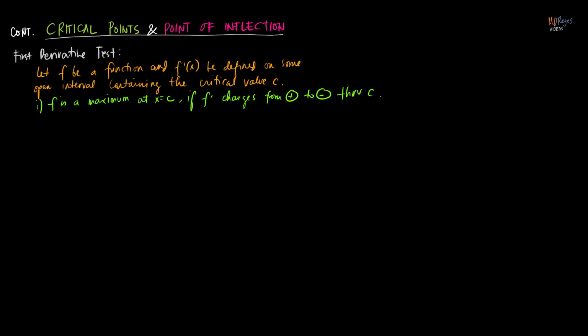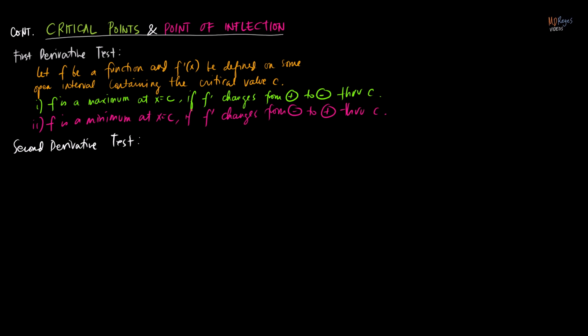On the other hand, f is a minimum at x equals c, at that particular critical value, if f prime changes sign from negative to positive through that particular critical value. Alright, so we just look at the sign of f prime in the first derivative test. Now, let's go to the second derivative test.